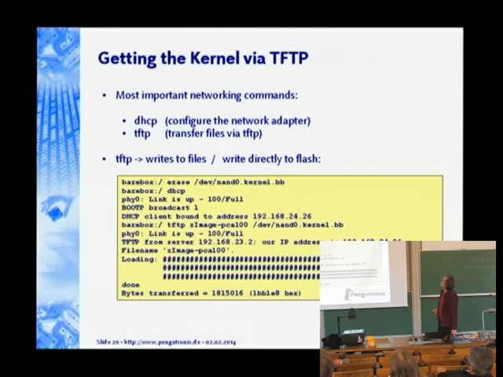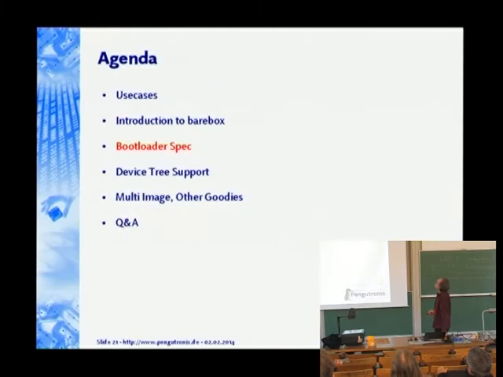Also getting the kernel, like via TFTP, for example. Recently in barebox we are going more towards having things automatically mounted, so you can even copy things from the TFTP file system and things like that. So that's all quite easy and very abstract if you compare it to how it's done in U-Boot, for example.